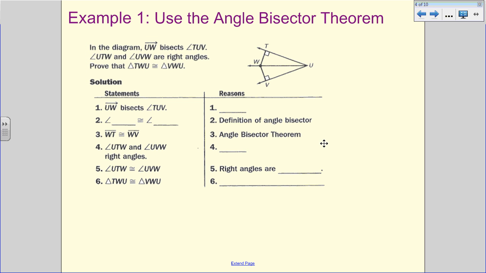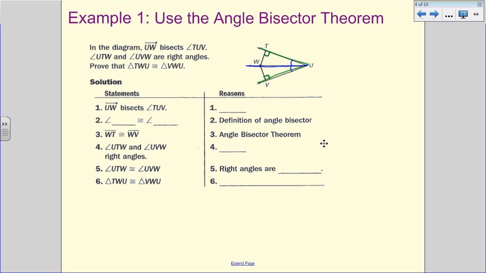So in the diagram, we know ray UW bisects angle TUV. So we have angle TUV, and we have ray UW. It bisects it, so that means these angles are congruent up here. We then know that angle UTW and UVW are right angles. We want to prove that the two triangles are congruent.